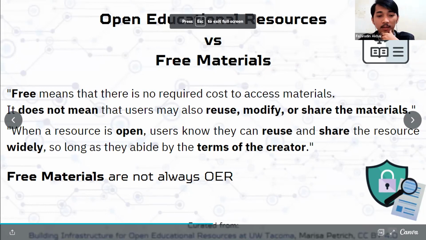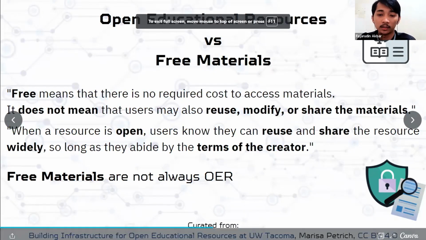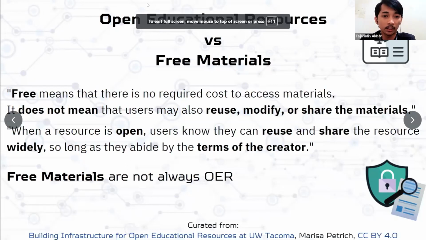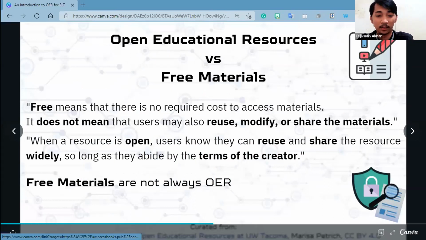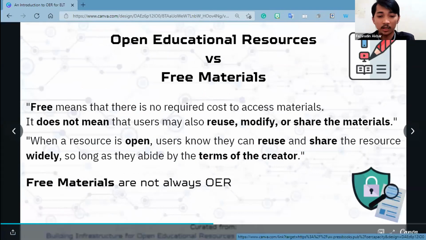So in summary, free materials are not always OER. When we say, oh yeah, this is free, I found it on, for example, the website of big universities like Cambridge or British Council, big organizations that share resources for English language teaching, it doesn't mean that it's OER. It doesn't mean that we can put it into our book. It doesn't mean that we can put it into our lessons and make it our own. We can use it, yes, as a whole.